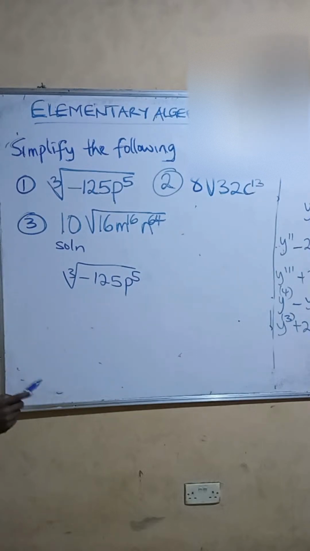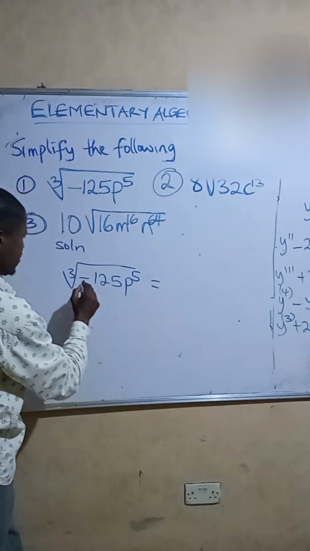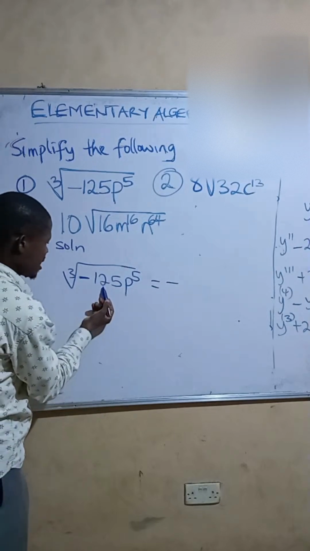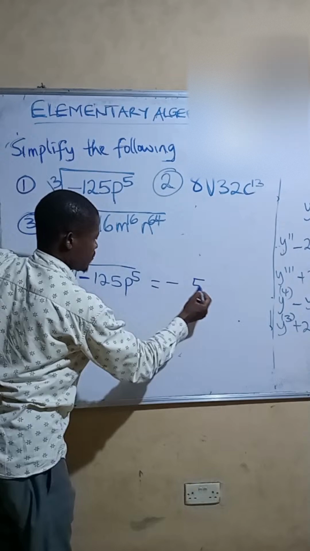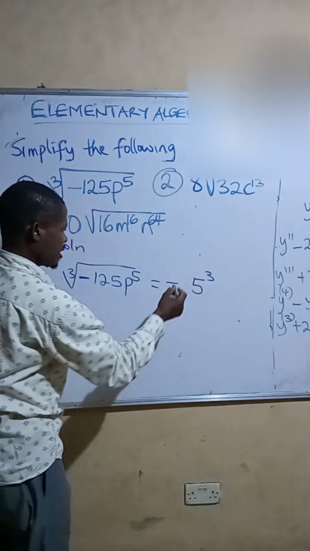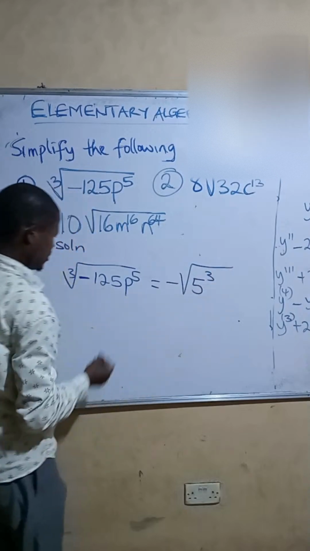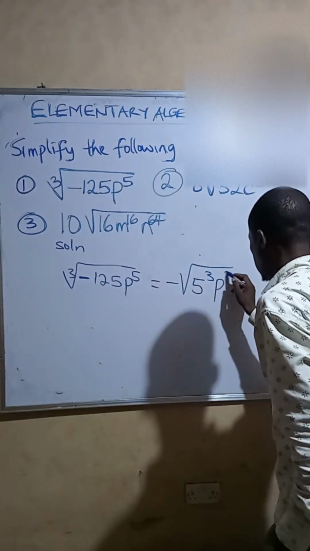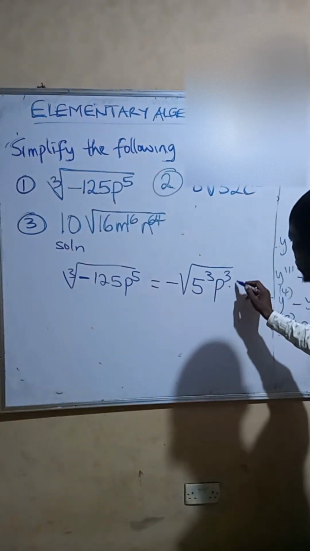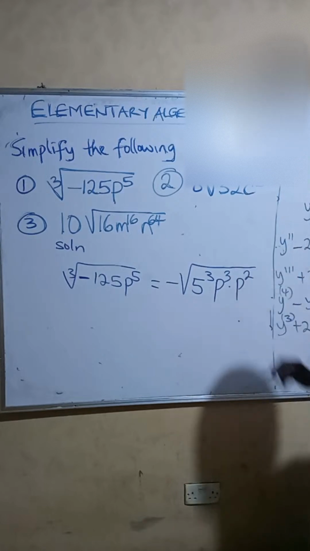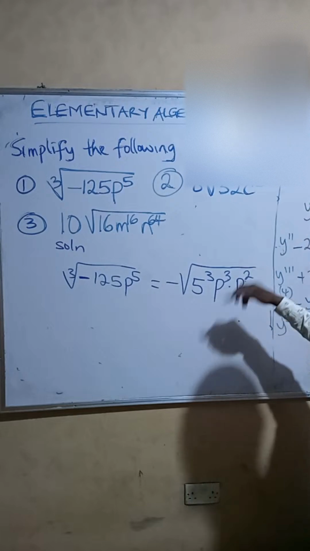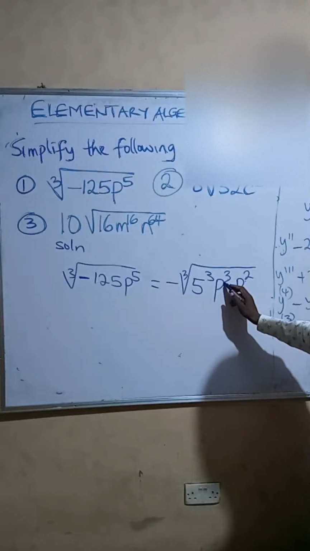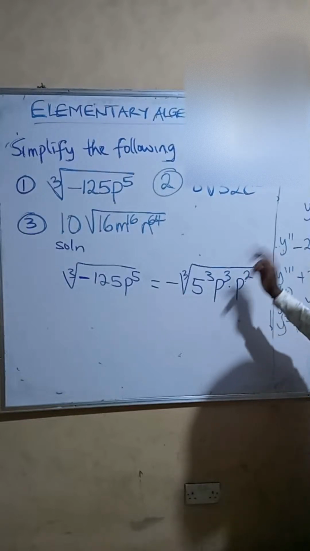So what we can do here is very simple. The minus here comes outside. The cube root of a minus will be a minus. This 125 is 5 to the power 3. The P5 we can break into two parts: P3 and another one, P2. The reason we broke it into two parts is because this is the cube root. So by the time we open the cube root, the 3 here cancels.